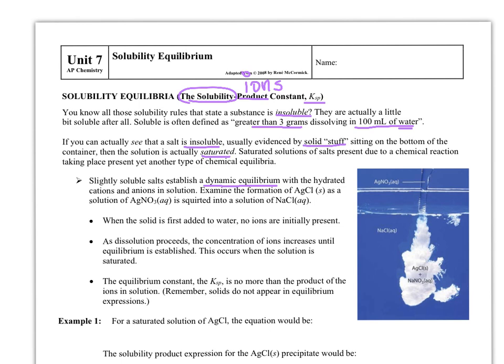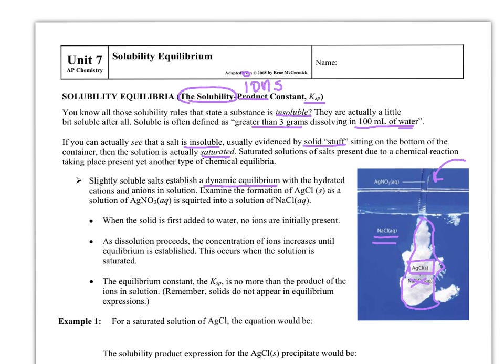So for example, AgCl, we've got an example over here. They're taking this colorless silver nitrate solution and adding it to a solution of sodium chloride that's also colorless. And when that happens, we see this nice white precipitate. That white precipitate is the silver chloride solid. And so then we know that the sodium nitrate ions are spectators. Those are still floating around. They didn't really do anything.